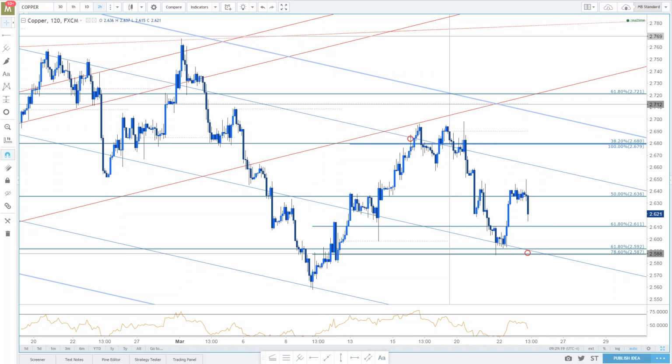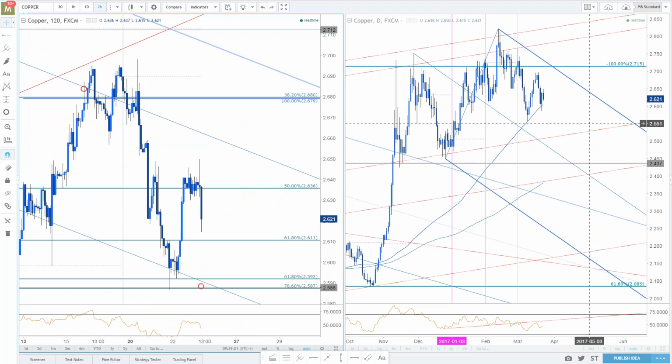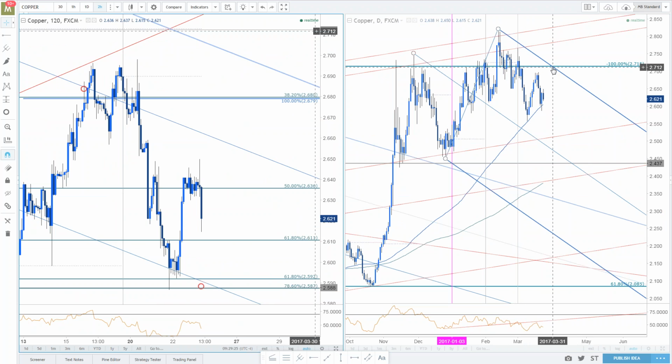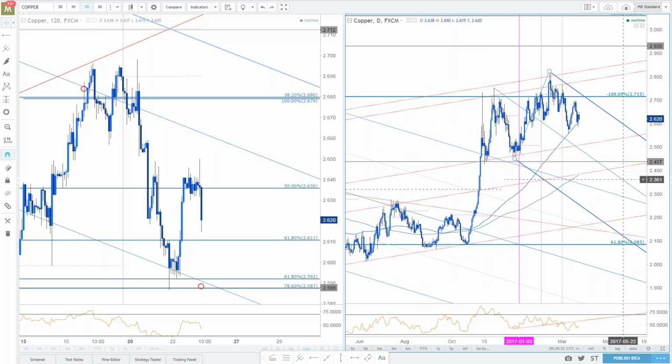Here's what the daily chart looks like, by the way. You're still within the monthly opening range, and a nice consolidation here near term. I still think you get a bigger pullback.